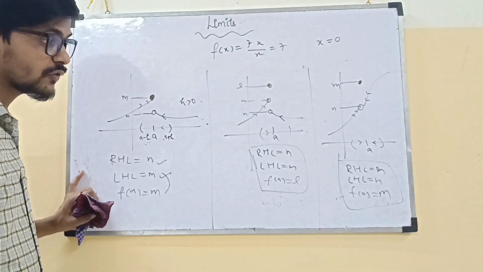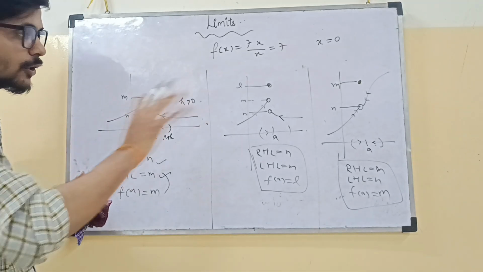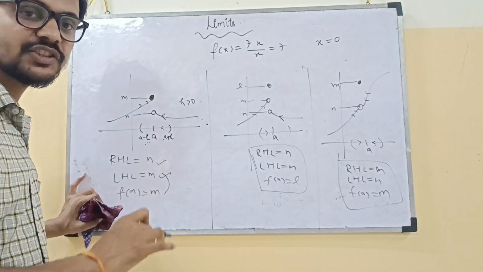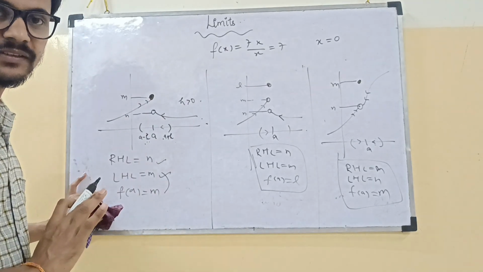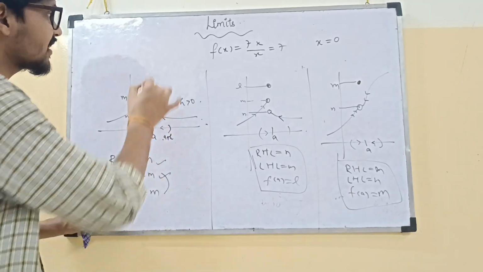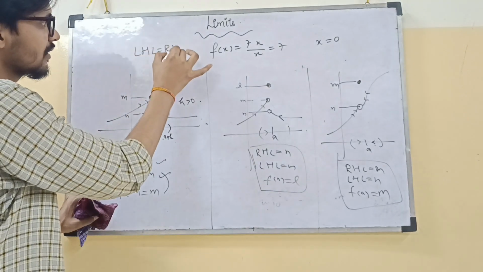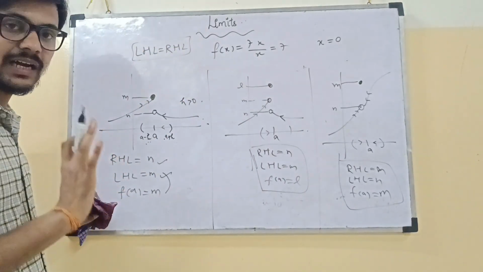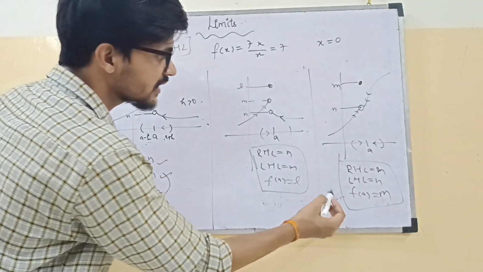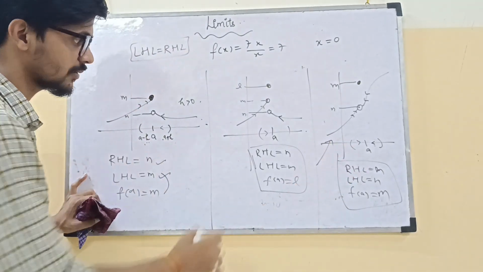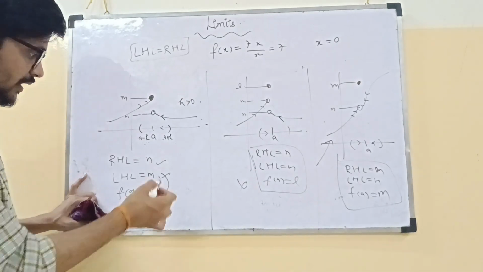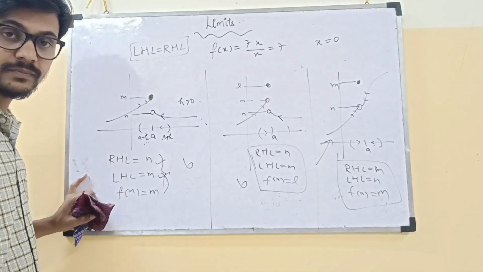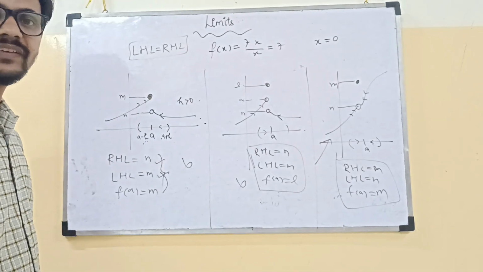So what do we need to take from all these? The point is, you can have LHL, RHL and f(a) in these three categories, right? When LHL equals RHL anywhere, we say our limit exists, right? When LHL equals RHL, we say our limit exists. For example, here we can say the limit exists, but here the limit does not exist. Here also, because LHL and RHL are different, the limit does not exist, right? So this is all we do in limits.